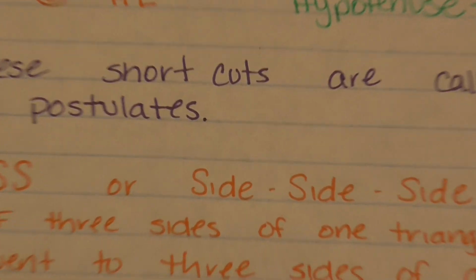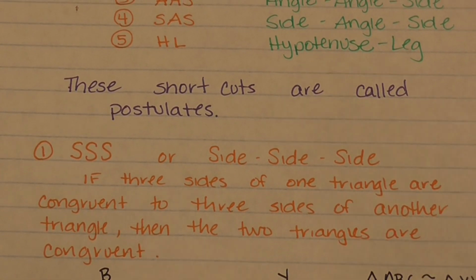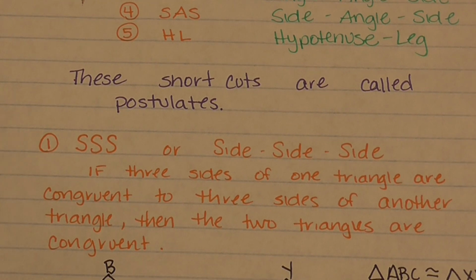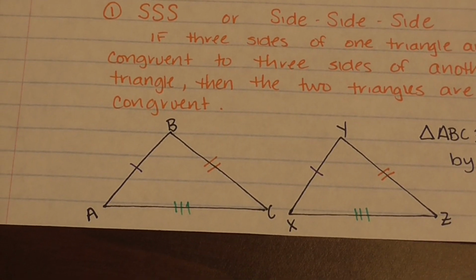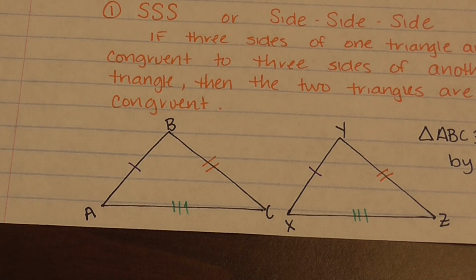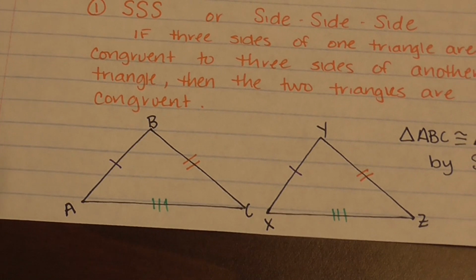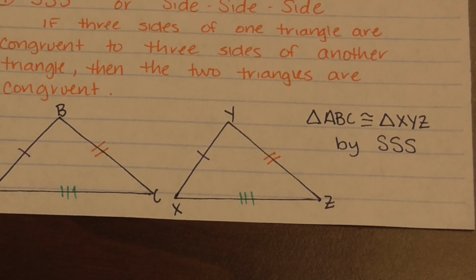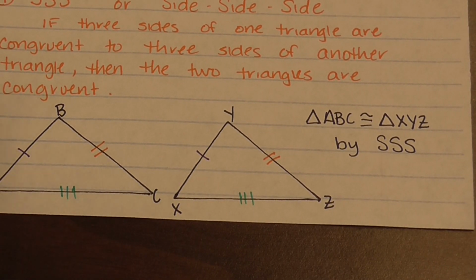If 3 sides of a triangle are congruent to 3 sides of another triangle, then the 2 triangles are congruent. So what it would look like is something like this, where you have congruence marks that show that side AB is congruent to side XY, side BC is congruent to side YZ, and side AC is congruent to side XZ. So that would mean that triangle ABC is congruent to XYZ by side, side, side.